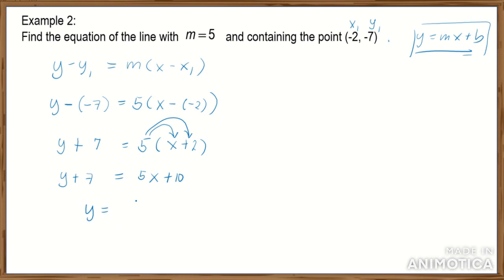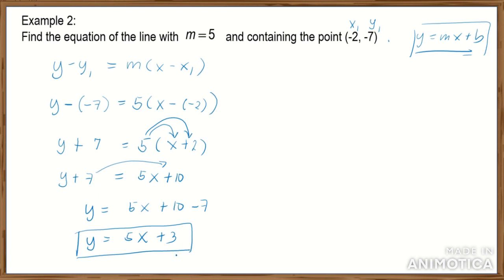Follow this pattern. So we have isolate y on the left side. So we have y is equal to 5x plus 10 transpose positive 7. It becomes negative 7. So we have y is equal to 5x. 10 minus 7 is equal to positive 3. So this is now the equation of the line with slope equals 5 and contains the point with coordinates negative 2, negative 7.